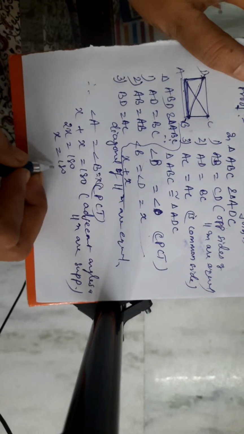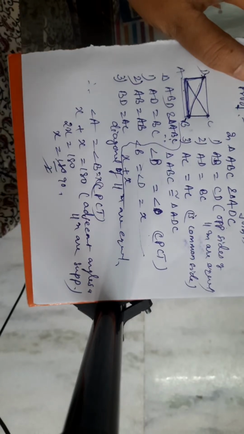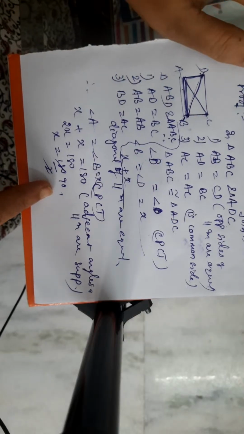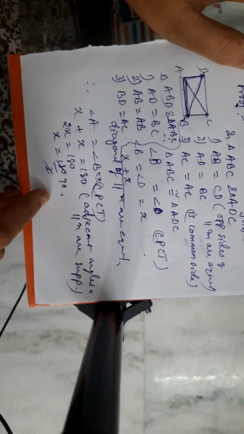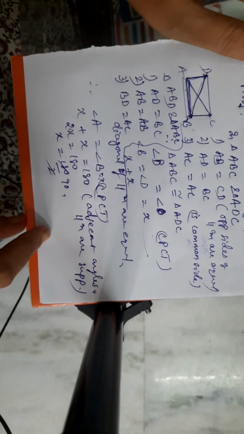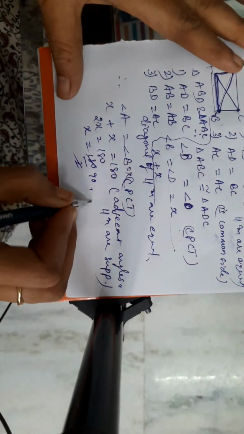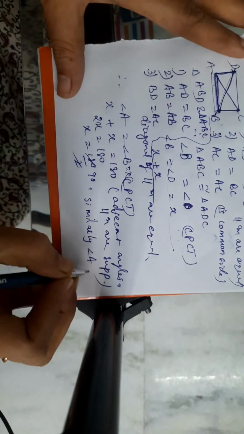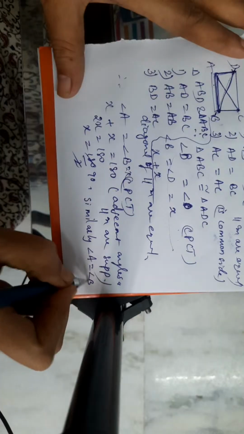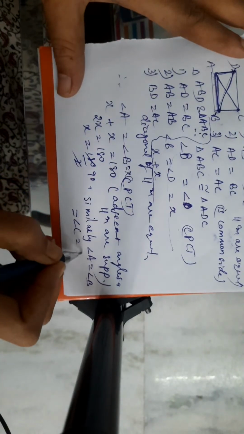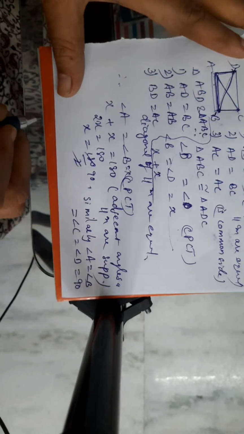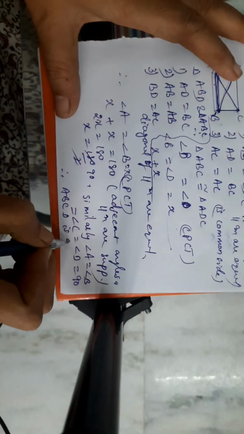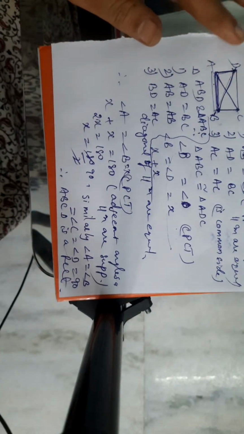So x is 180 upon 2. Thus it is 90. Here we made one of the angles 90. Similarly, we can make all angles 90. A parallelogram with all angles 90 is considered a rectangle. So here I will write similarly: angle A equal to angle B equal to angle C equal to angle D equal to 90. Therefore, ABCD is a rectangle. So this is what we needed to prove.